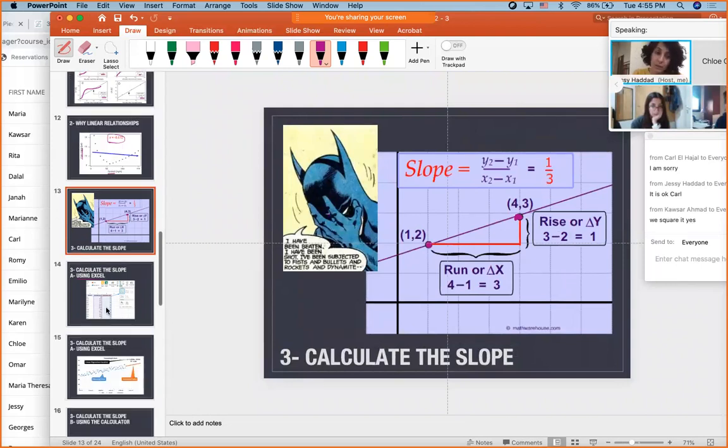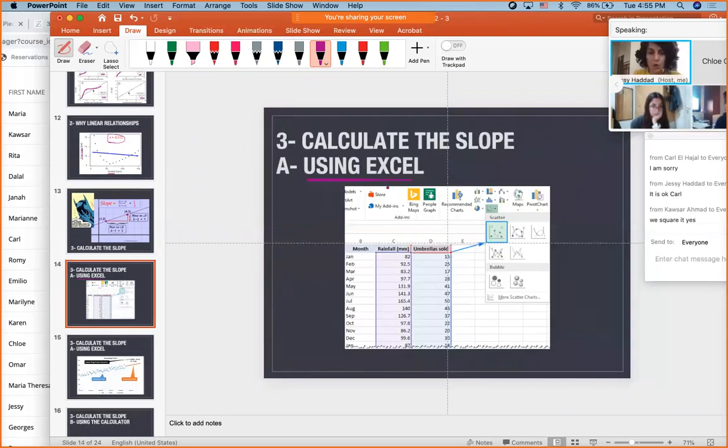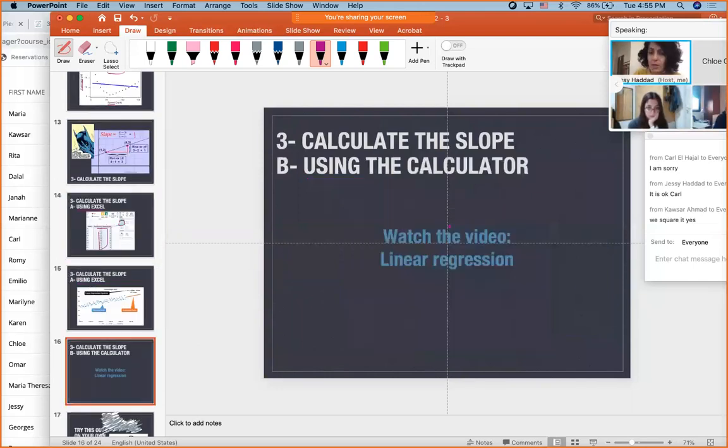We have 2 methods. We can use Excel, and I'm gonna show you it so quick. You put the values, you select them, you insert scatter, and you write the equation. It takes 1 second. Or you can use your calculator. I will send you a link of a video I did myself on my own calculator. Yes, I put the values of x and y, click linear regression, find slope.